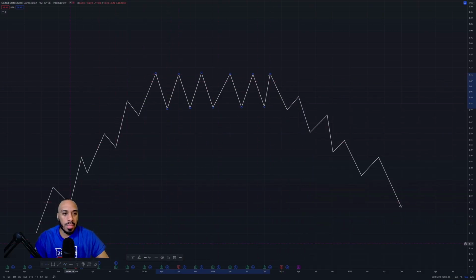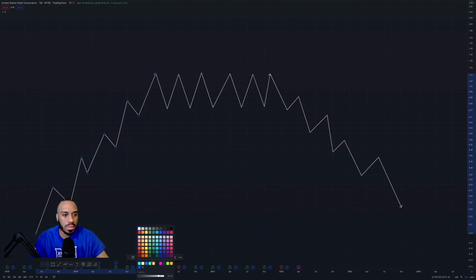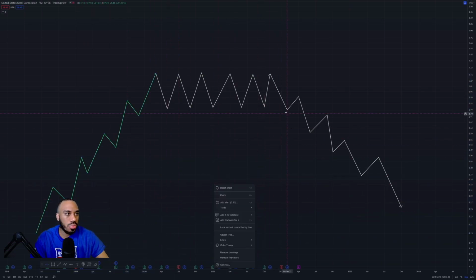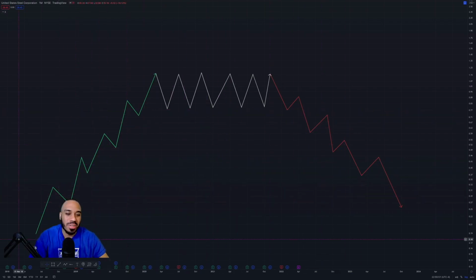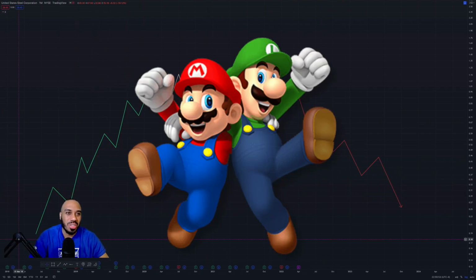So now I'm gonna label these real quick with the colors to show you who's in control during this time, right? And this is actually very convenient because these are the colors of the Italian flag, and according to the game, Mario and Luigi are Italian plumbers, so I think that's pretty interesting.